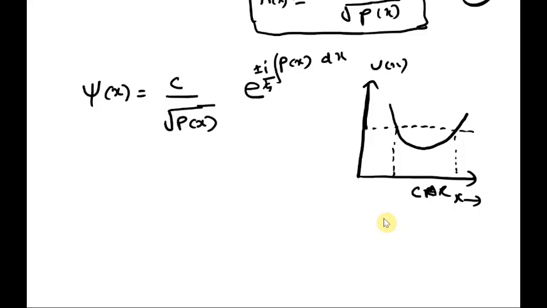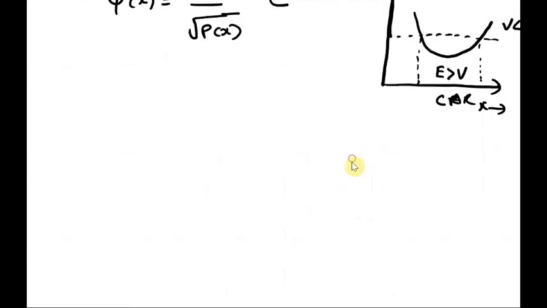In this region you have your energy higher than your potential. In this region you have your potential higher than energy. So depending upon the region, you will be having different solutions for your psi of x. So we'll write for both the regions separately.